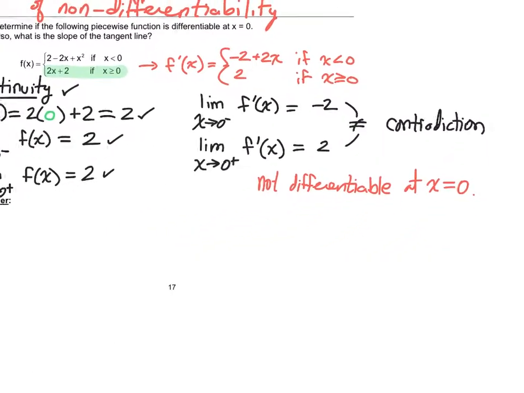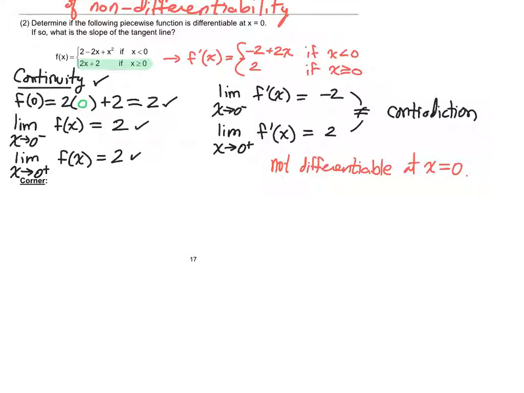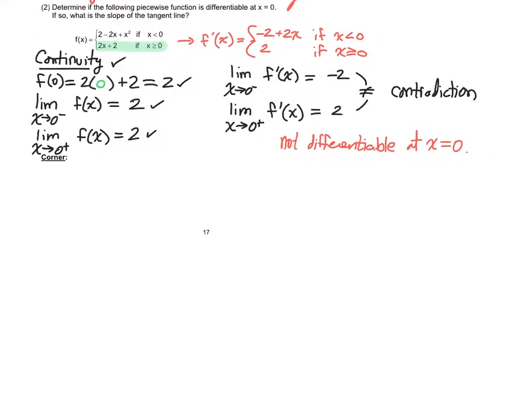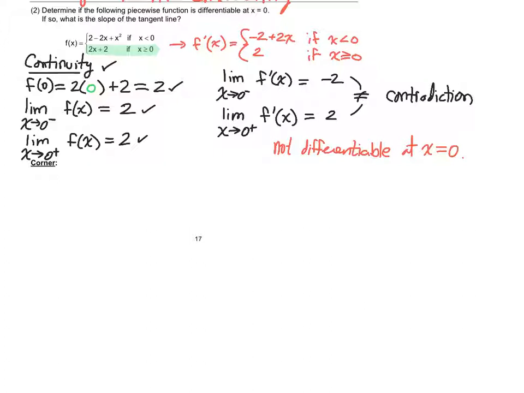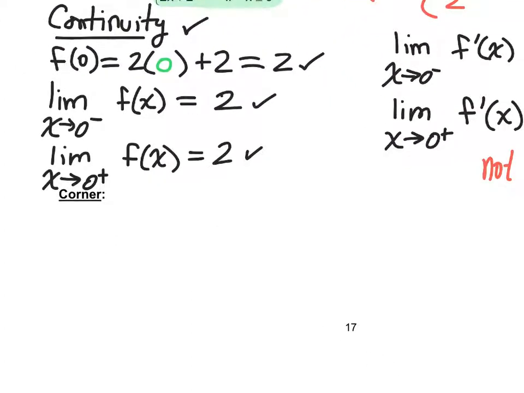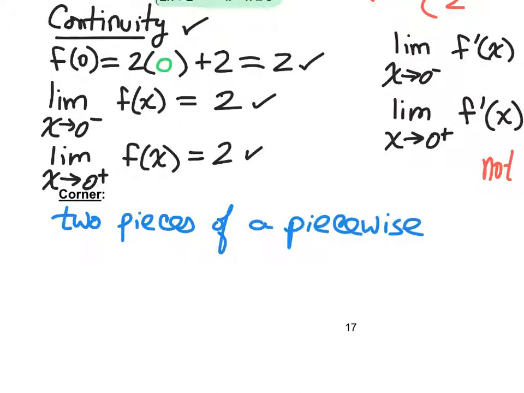we come up with this concept of a corner, which is really just related to a piecewise function specifically. There are exceptions to everything, but generally, if you're looking at a piecewise function, you're dealing with any case where the two pieces of that piecewise function come to a point.